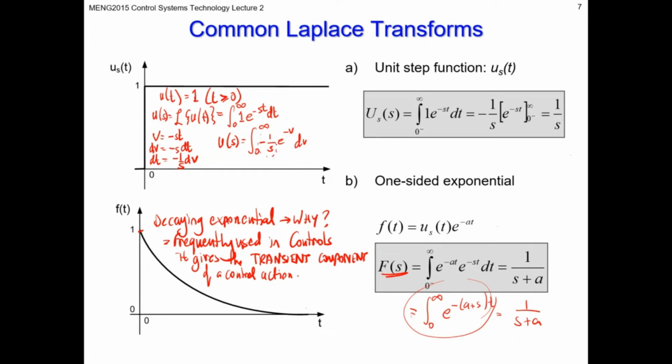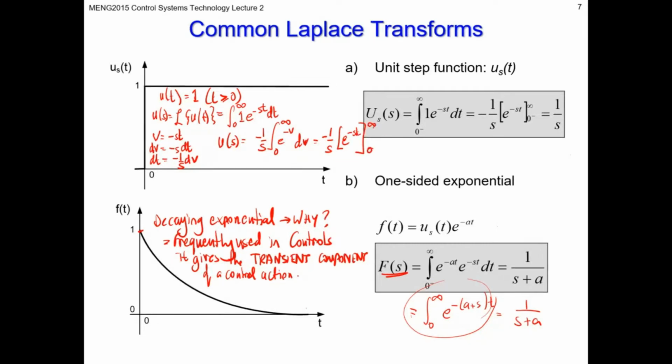This is just a constant, so this can actually come outside. So I'm going to rewrite it, right? And then if we integrate e to the minus v, the integral of e to the minus v is actually e to the minus v, right? So that doesn't change when you're integrating with respect to dv. So you end up with e to the minus v. Now v is minus st, so we substitute that back.